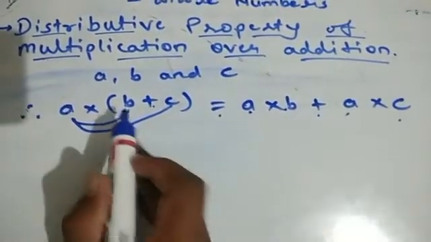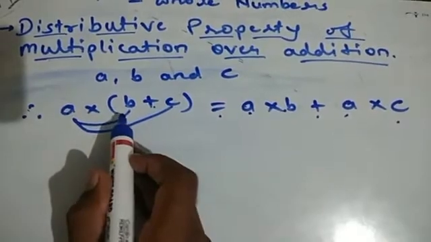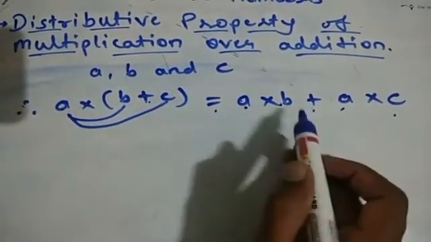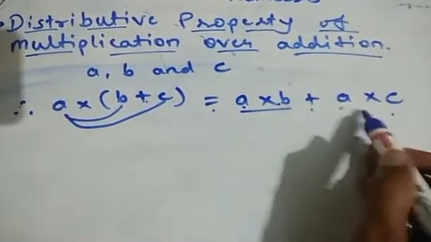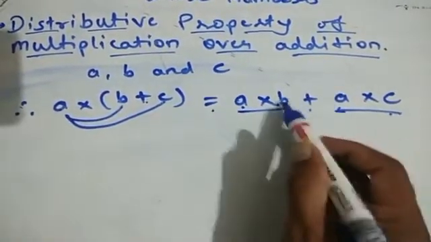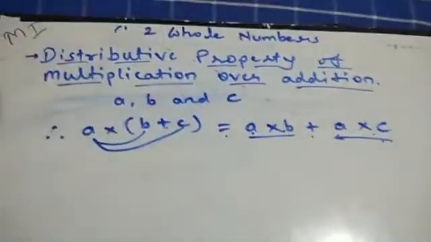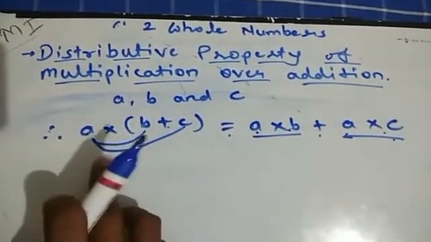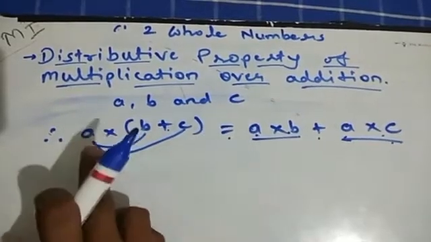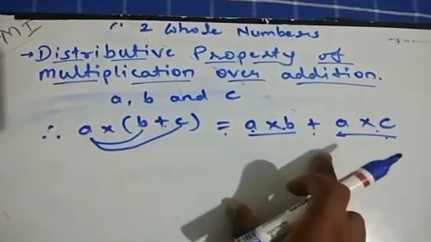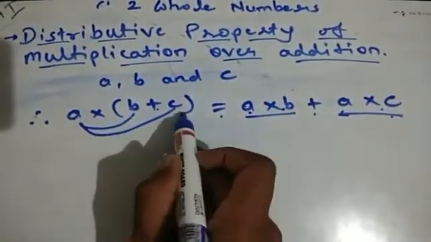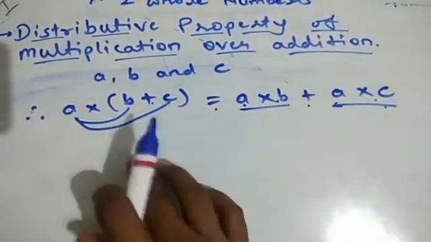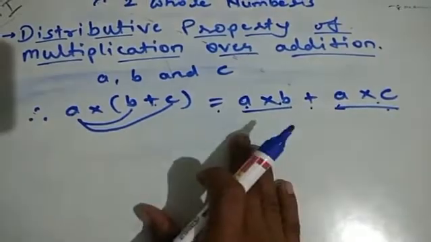Try to understand what I said. The product of a number and a sum is equal to the sum of the individual products of the number and the addends. And this is what the distributive property of multiplication over addition means. We can multiply this bracket with this A in this way also. If we solve this problem in this way and if we solve the same problem in the other way, in both ways, whatever answer we get, that answer will be equal.